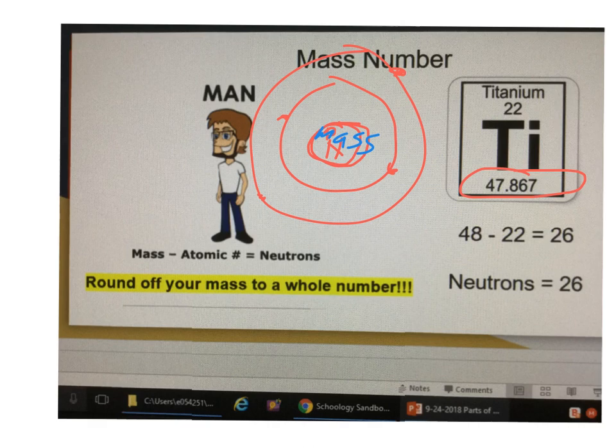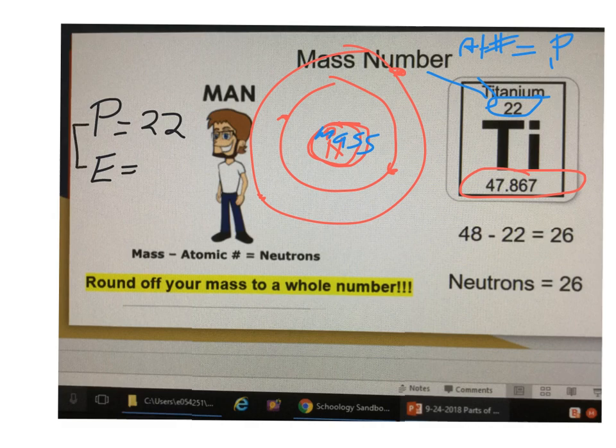Okay, so I already have 22 protons, right? And we know this number is protons because your atomic number is the same as your protons. So let's put that over here. P, we have 22 protons. So how can we figure out the electrons? I mean, the electrons, there's no charge here, so that means they're going to be the same as your protons. So I have 22 electrons.